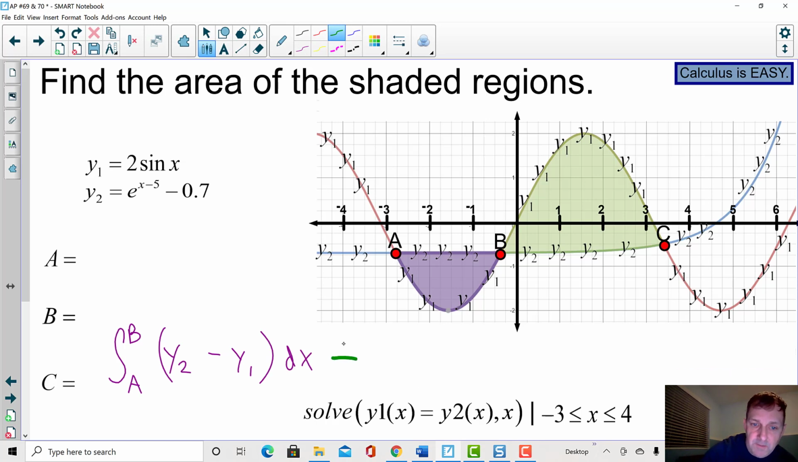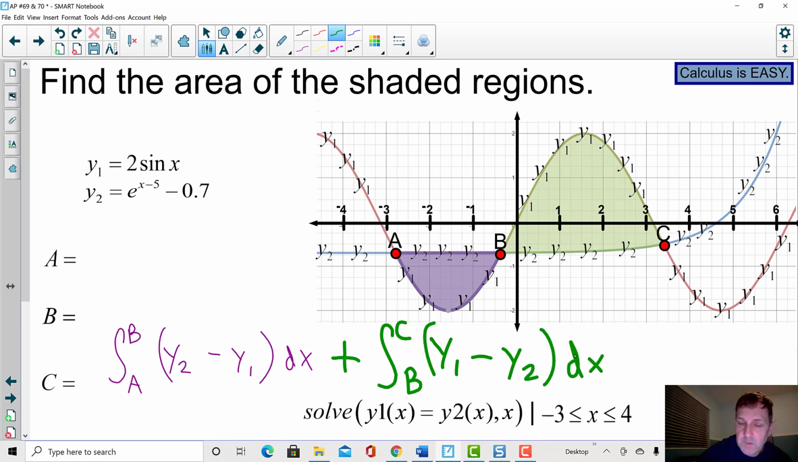Then I'm going to put plus, and I'm going to do the area of the green one. The area of the green one goes from B to C. The top function is y1, and the bottom function is y2. So that's what I want to type in the graphing calculator, and I can even just type the A and the B. I don't actually have to put the numbers.